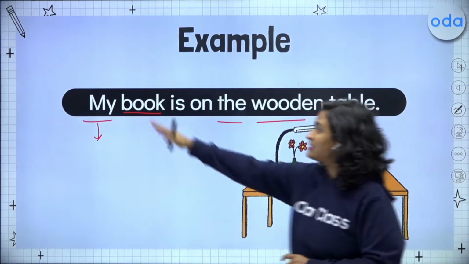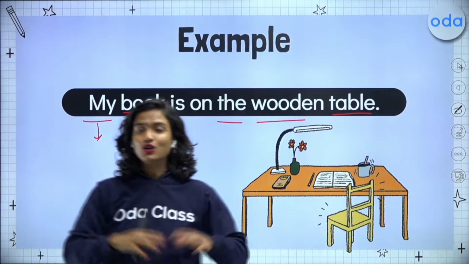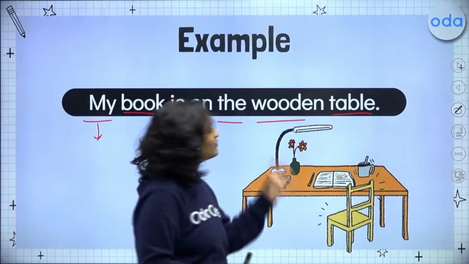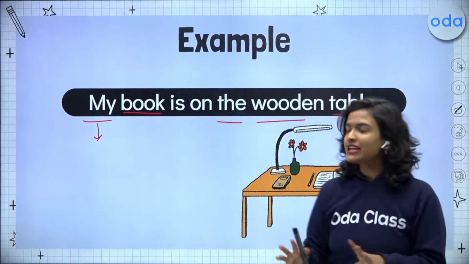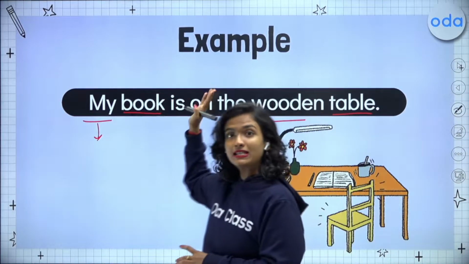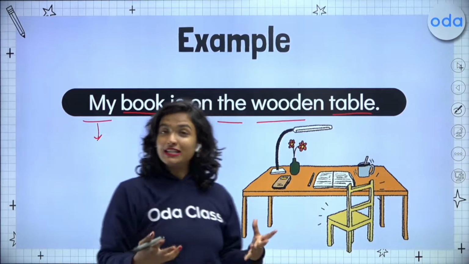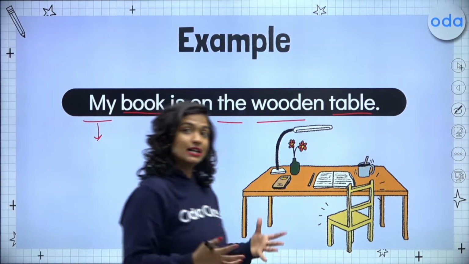Now, these, my, the, and wooden, are all different types of determiners, and we will talk about them. Today, like I said, we will focus on my and the, which are possessives and demonstratives and articles.